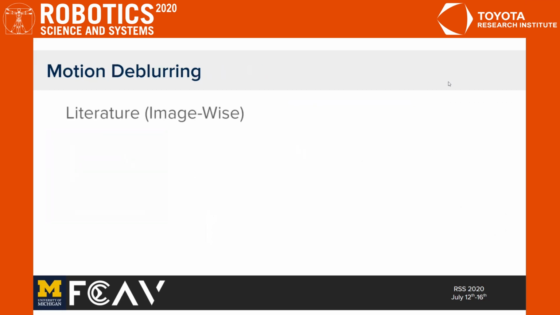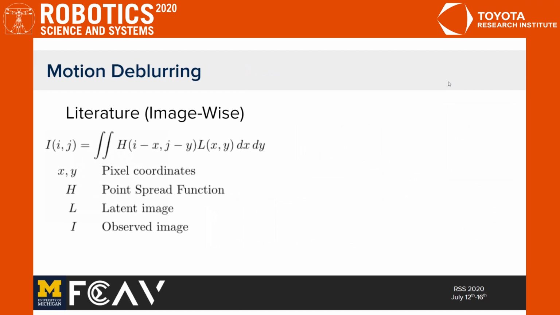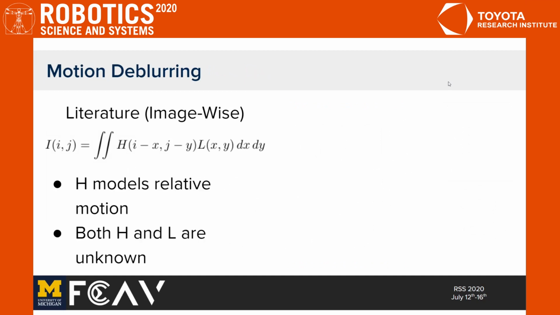In the literature, motion blur is typically modeled as a 2D spatial convolution where I is the blurred image, h is the point spread function, and L is the latent image of interest. Both h and L are unknowns. Note that h explicitly models the relative motion between the camera and the scene.